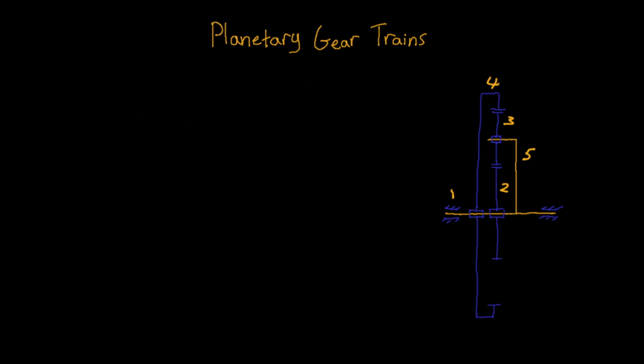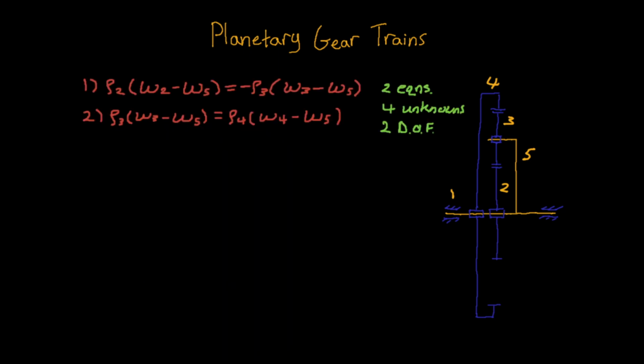Let's hide our work and put our equations back up at the top. We have 2 equations describing the gear systems and 4 unknowns. Omega 2, omega 3, omega 4, and omega 5 are the unknowns. And so we have 2 degrees of freedom, or 2 inputs. Now, depending on which elements we call our inputs and which ones we call our outputs, we'll define the gear ratio. But the entire gear system is governed by these 2 equations.